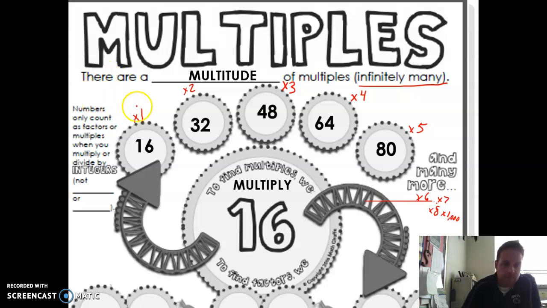Over here on the side, it says numbers only count as factors or multiples when you multiply or divide by integers. So we're not going to get a multiple if we multiply by, let's say, a fraction, right? So 2/3 times 16 isn't going to give us a multiple, or even a decimal. All right? So that's our multiples. Remember, there's a multitude of them, an infinite number of them, and we get them by multiplying that original number by 1, by 2, by 3, by 4, by 5.